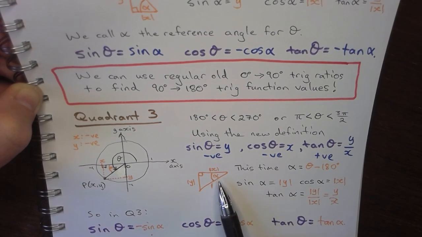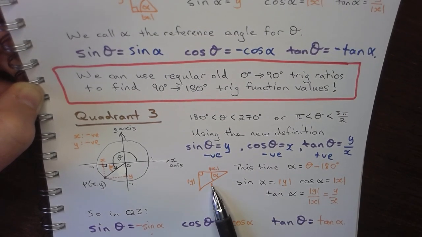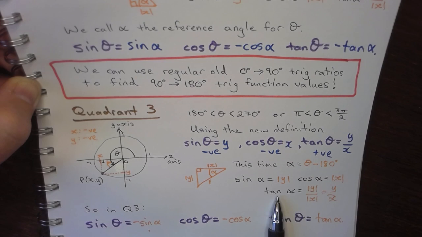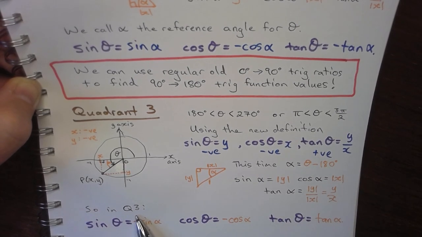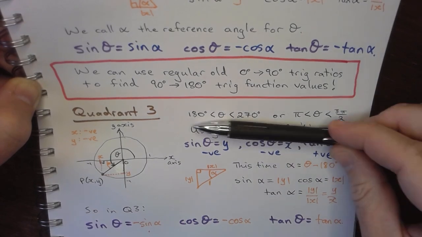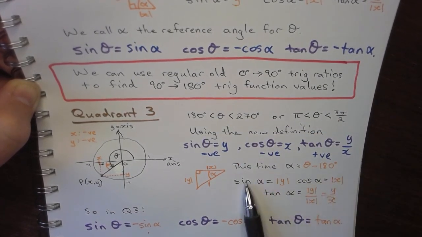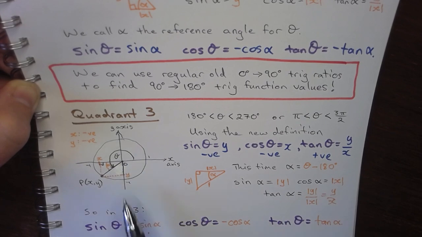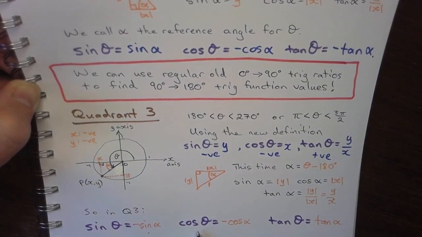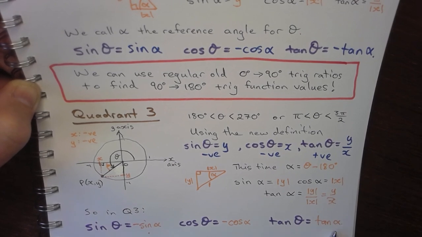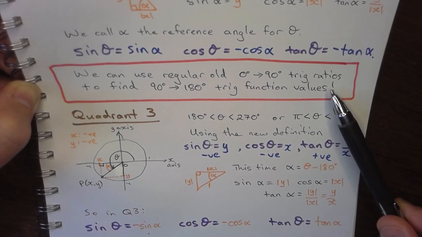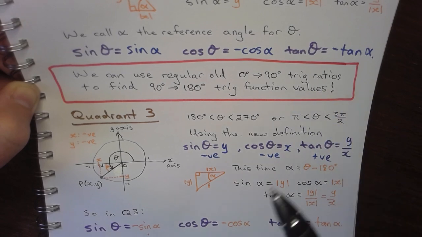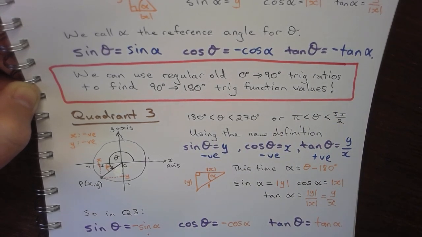Okay, so here, looking at our right triangle, sine of alpha will be opposite over hypotenuse, absolute value of y. Cosine of alpha, adjacent over hypotenuse, absolute value of x. And tan of alpha, the ratio of those two, of course, y on x. So in quadrant 3, if we compare our new definition and these trig ratio values for that reference angle alpha, you'll find that sine of theta is going to be the negative of sine of alpha. Cosine of theta is the negative of cosine of alpha, and tan theta is exactly the same as tan alpha. So again, the same result, we're going to be able to use regular old 0 to 90 degree trig ratios to find us the values of 90 to 180 degree, and now 180 degree to 270 degree trig function values.